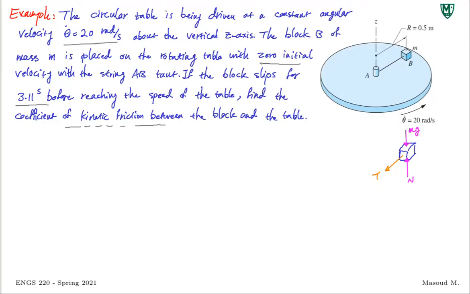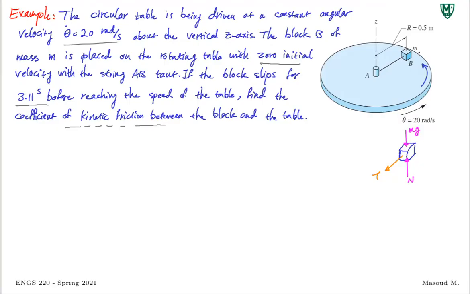And remember, there is a friction between this block and this rotating table. Now, pay attention to which direction you should put the friction. Friction is always in the opposite direction of the motion of the object. Right? So when we put the block there, just think about what happens. This table is rotating in this way. At the beginning, the block starts slipping.